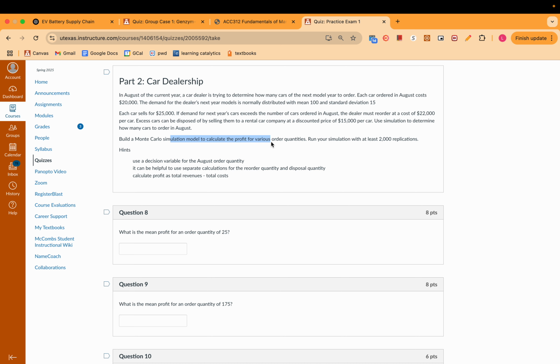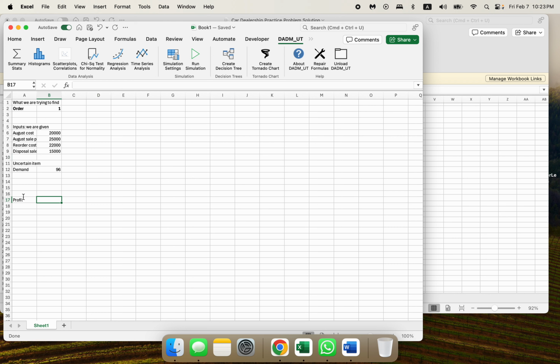Build a Monte Carlo simulation model to calculate the profit for various order quantities. So we want to find profit. Let me move this down, because profit is your revenue minus your costs. How do you find revenue? Our revenue would be our demand times our sale price, because that's how many cars are demanded. So we would have 115 cars, and then we would sell them at this much. So that's our revenue.